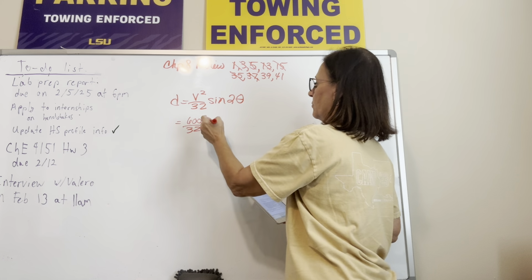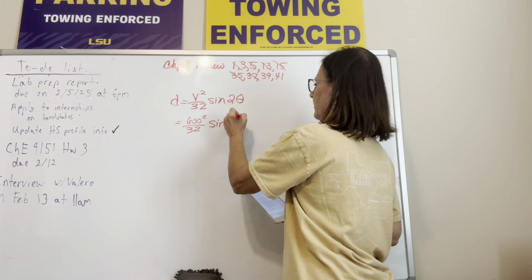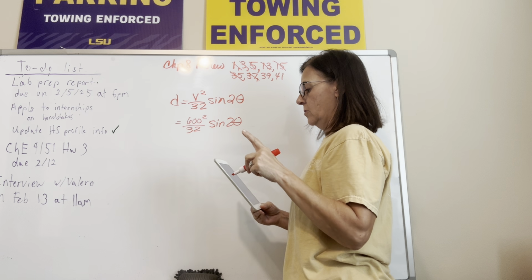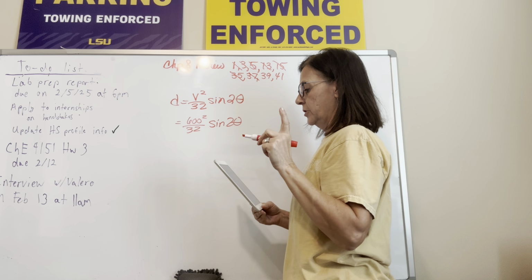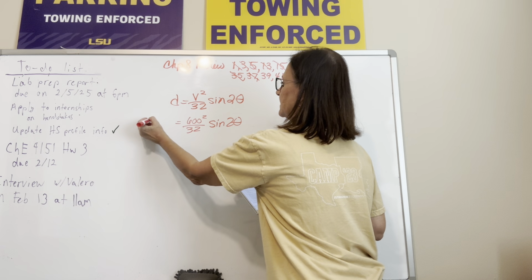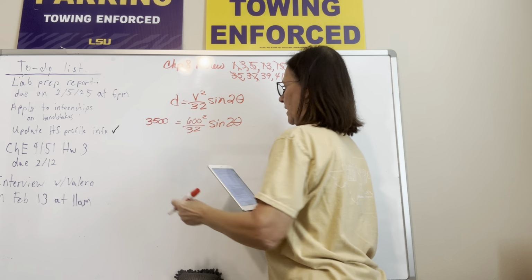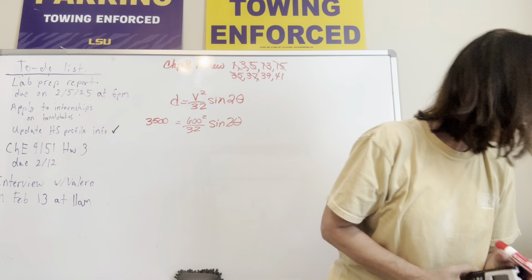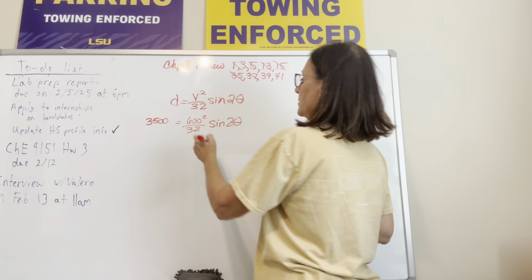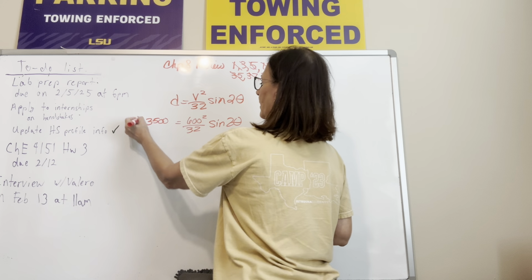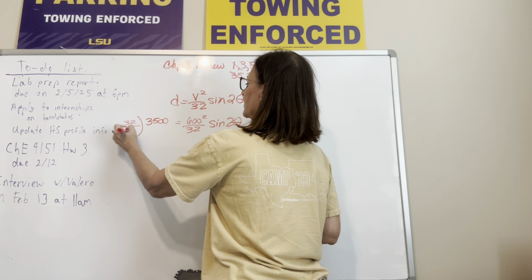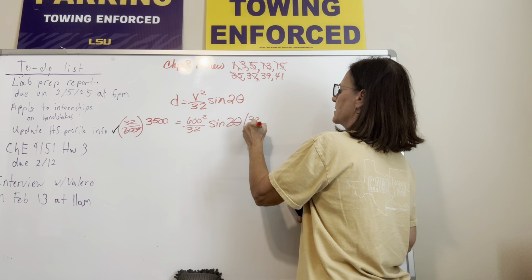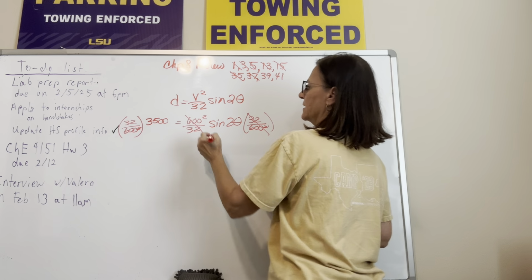At what angle? So we're solving for the angle. At what angle should it be fired to hit a target? That's the distance, 3,500 feet, or whatever the distance is. All right. So then I'm going to multiply by the reciprocal of this. So 32 over 600 squared. 32 over 600 squared.